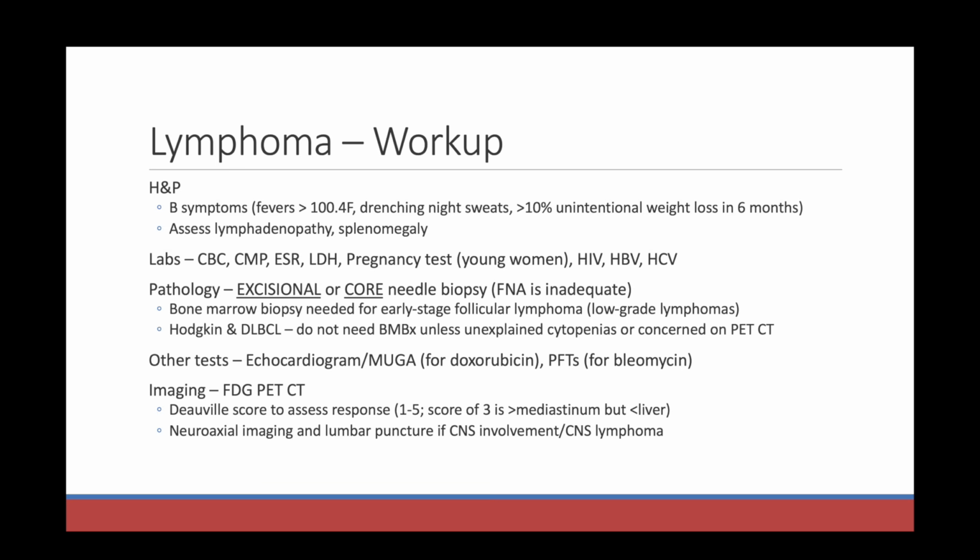Pathology for lymphoma, you need to get either an excisional or a core needle biopsy because FNA is inadequate. Bone marrow biopsy is something that comes up a lot for lymphoma, but if you read the NCCN guidelines, the only time bone marrow biopsy is really, really needed is for early stage low-grade lymphomas, such as follicular lymphomas, that you are thinking about treating definitively.